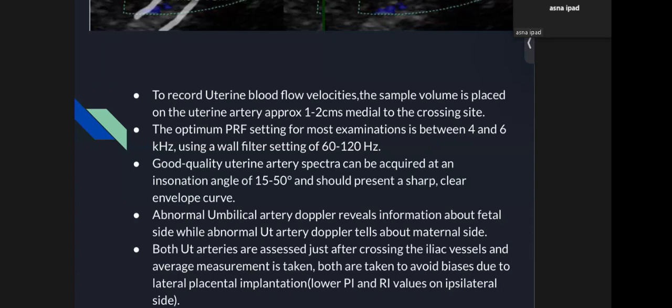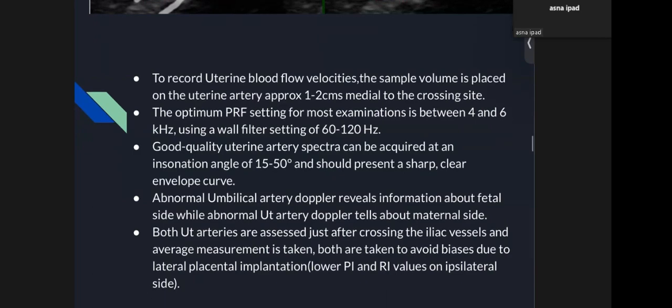Abnormal umbilical artery Doppler reveals information about the fetal side, while abnormal uterine artery Doppler reveals information about the maternal side. Both uterine arteries are assessed just after the crossing. Measurements are taken, and the average is taken to avoid biases due to lateral placental implantation, where the PI and RI values are lower on the ipsilateral side.